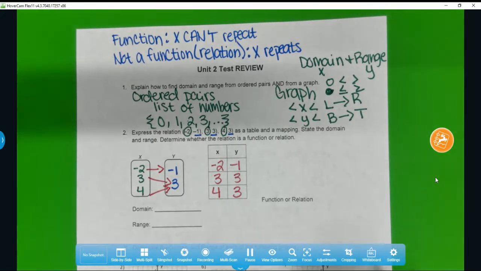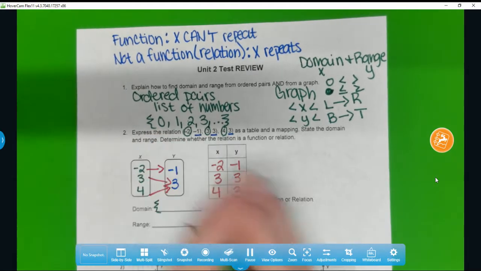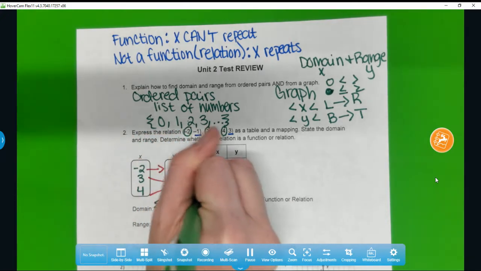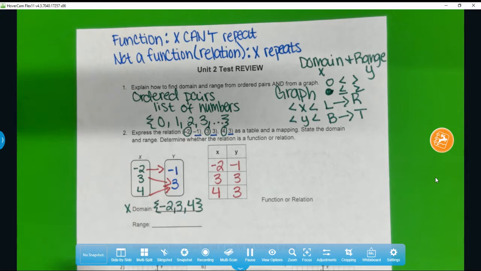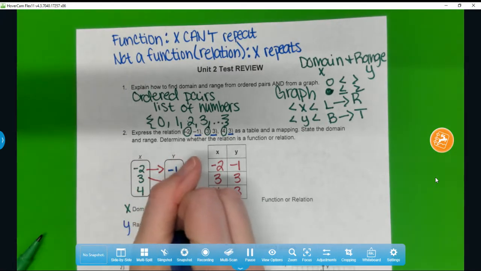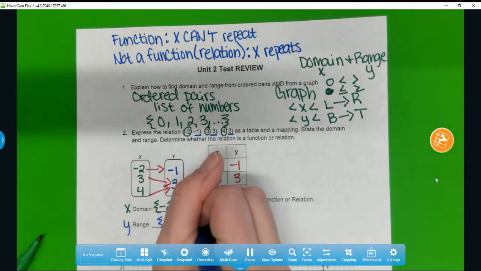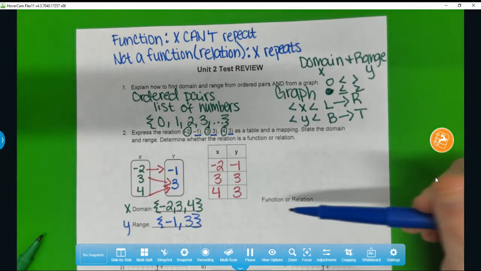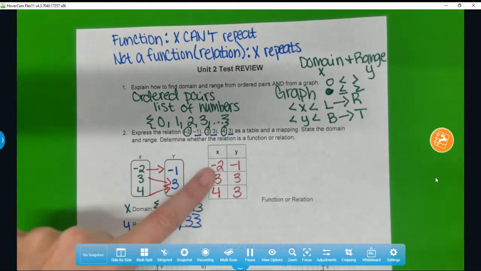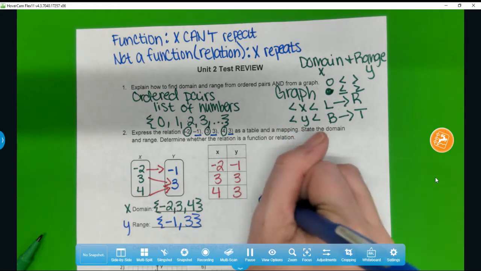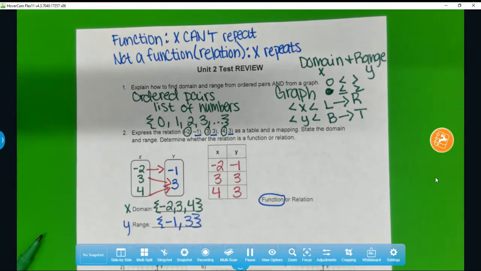Okay, so since this was just a set of points, we're going to use our brackets. So we have -2, 3, 4 for the domain, because that's our x's. The range is y, and we just have two numbers in our range, -1 and 3. So if we're deciding function or relation, look at the x's. They don't repeat, so it is a function.